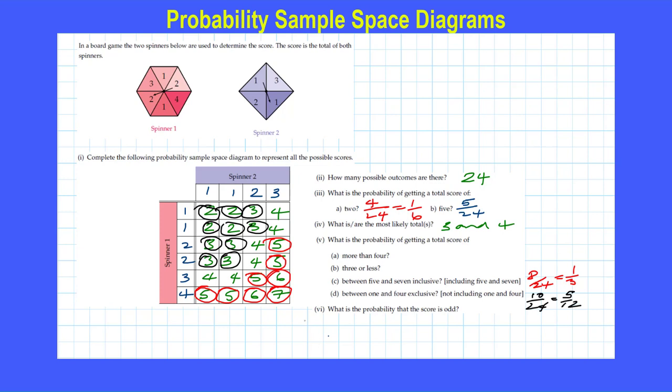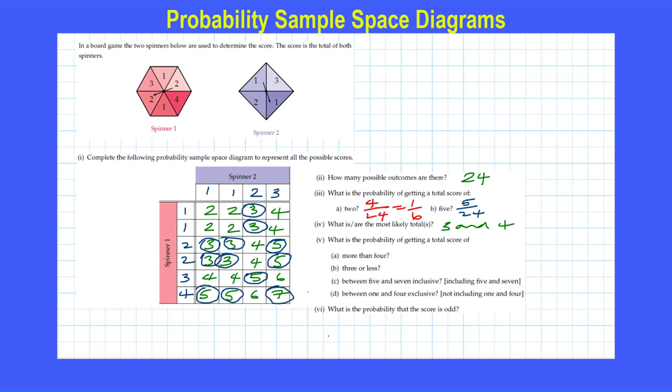And then the last part, what is the probability that the score is odd? Well, again, because I can clear the table, we can make it easy to see. So I clear the table and I'm going to circle every score that's odd on there. So they're going to be 3s, 5s and 7s. Okay, I count them up and I find there's 12 of them out of the 24, which is the same as a half. And so we were able to simplify. And that's how we can use our probability sample space diagram.